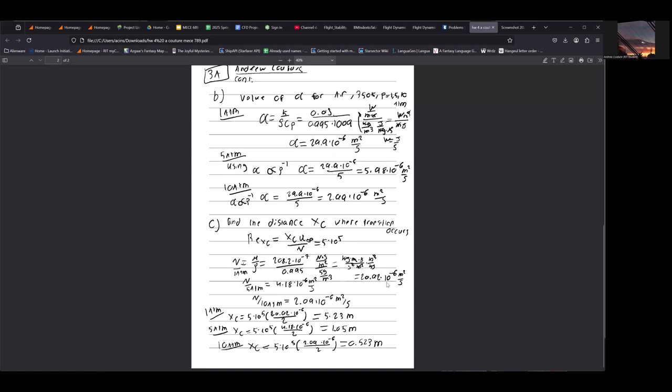Doing the same thing as we did for diffusivity, divide by 5, you get 4.18 times 10 to the negative 6, and divide by 10, well, obviously that should be 2.09 times 10 to the negative 6. And plugging into the equation above, you get, for the distances involved at 1 atmosphere, about 5 meters. At 5 atmospheres, you get 1 meter, and at 10 atmospheres, you get approximately half a meter for the transition region.